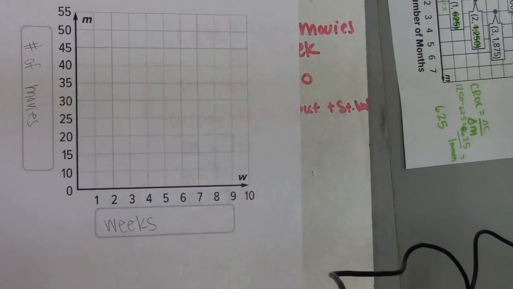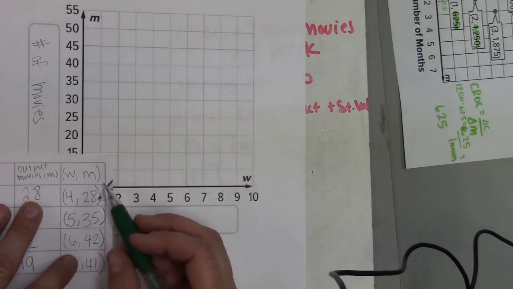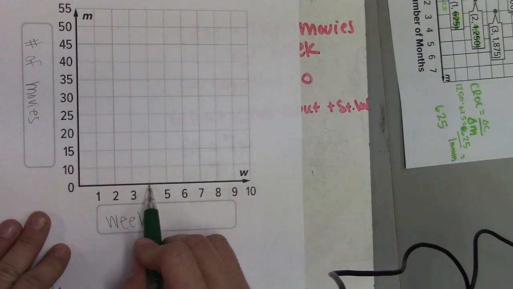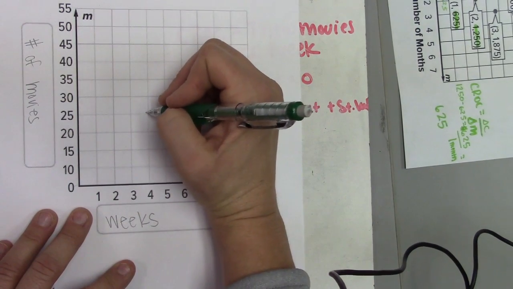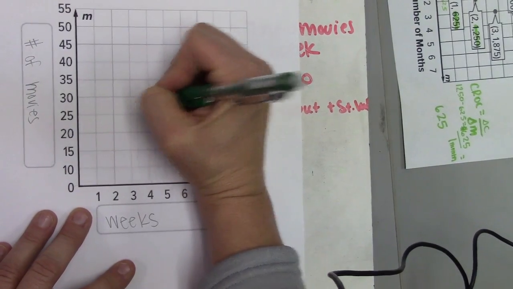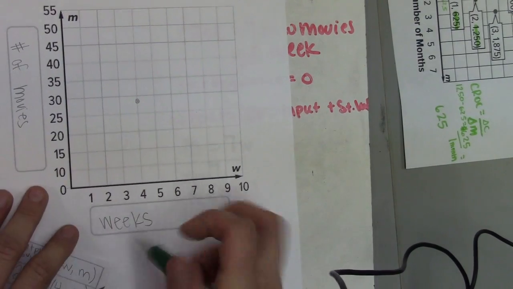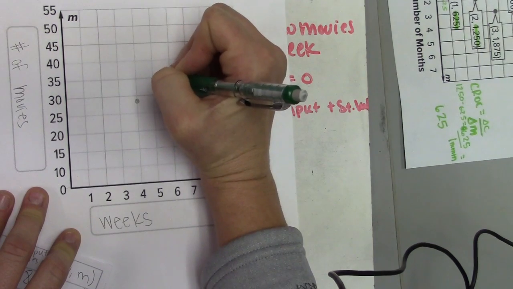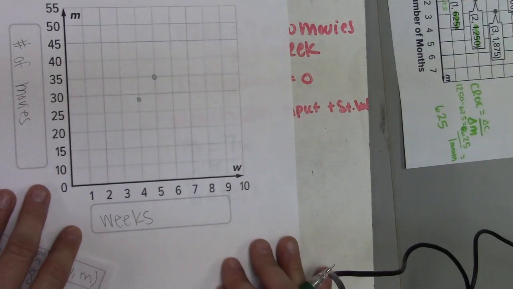Now, with the information we found from the ordered pairs, we just put those onto our graph as points. So our first ordered pair, 4, 28. W is 4, so I go over to 4. M is 28, so from this point I go up 28, 20, 25. I'm going to have to estimate just a little bit. I think it's about right there. And I place a point. Next one, 5, 35. So I go over to 5 weeks and up to 35 movies. Now that I do not have to estimate because it's on 2 grid lines, and I put a point.